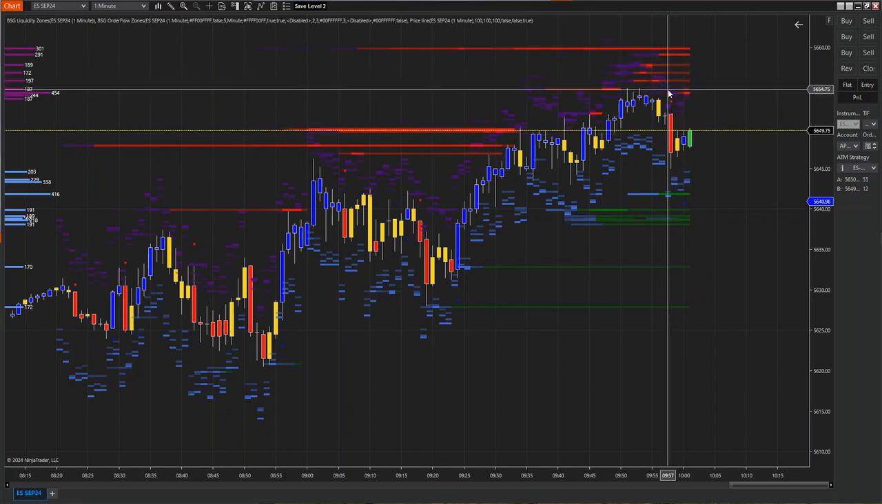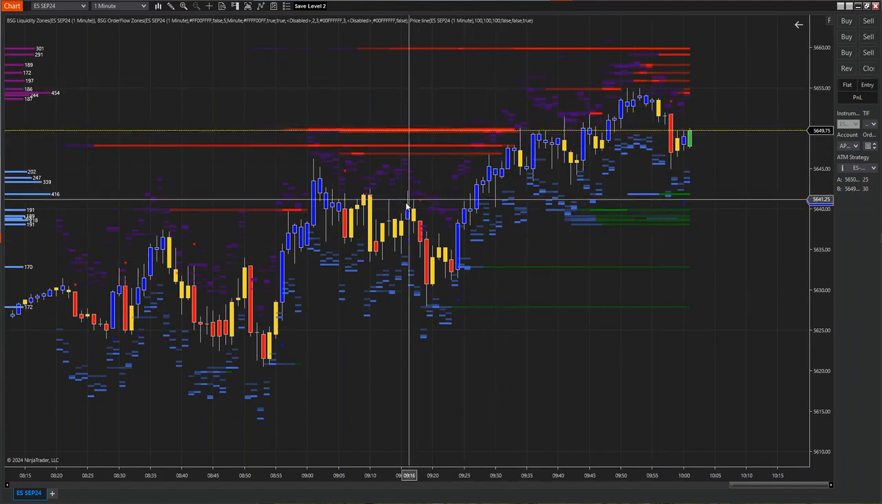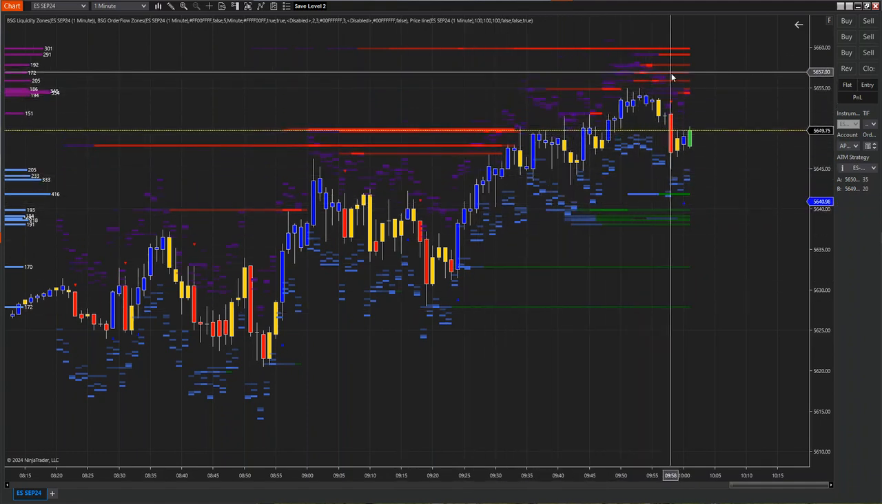This is what I'm talking about. Liquidity and the order flow control the market. Your job is to see who is gaining control, who is losing control, or who is regaining the control.